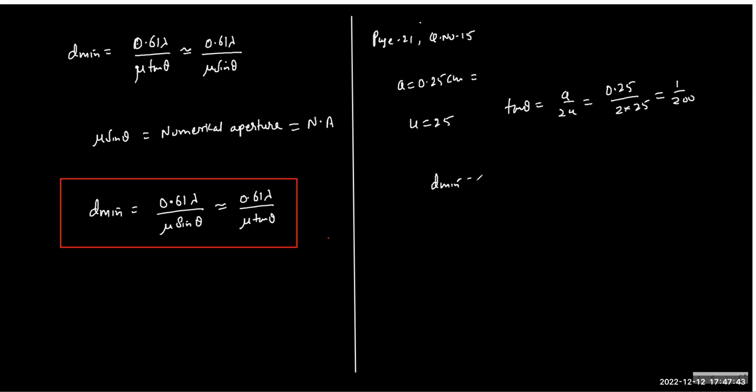D minimum is how much? Formula. D minimum is 0.61 lambda by sin theta, which we could approximate to tan theta. So we can just write tan theta. So 0.61 lambda is 500 nanometer upon 1 by 200. So it is into 200. How much is it coming? 5 twos become 10 and we'll again get 60.